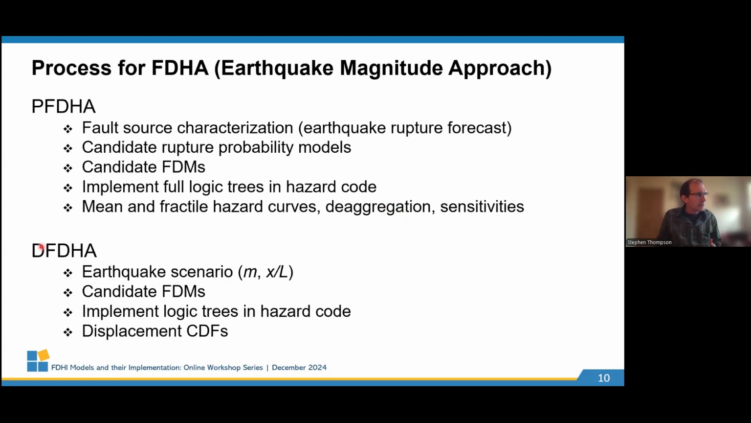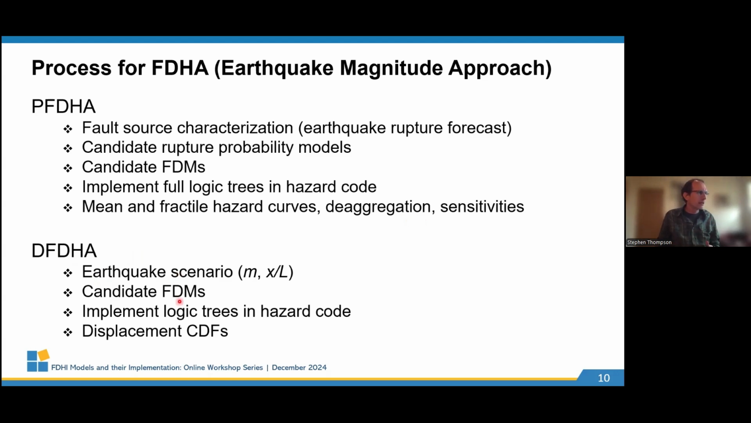For a deterministic hazard analysis, we want to come up with earthquake scenarios, and those in our practice typically involve selecting a deterministic magnitude, and we have some sort of branch alternative weighting for different X over L or location along strike alternatives. I'll talk more about that in a moment.